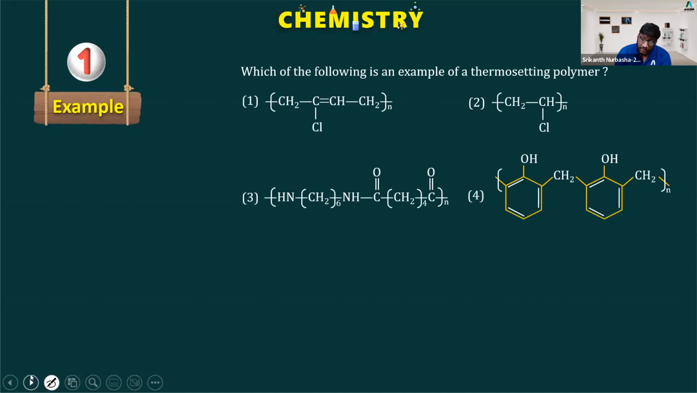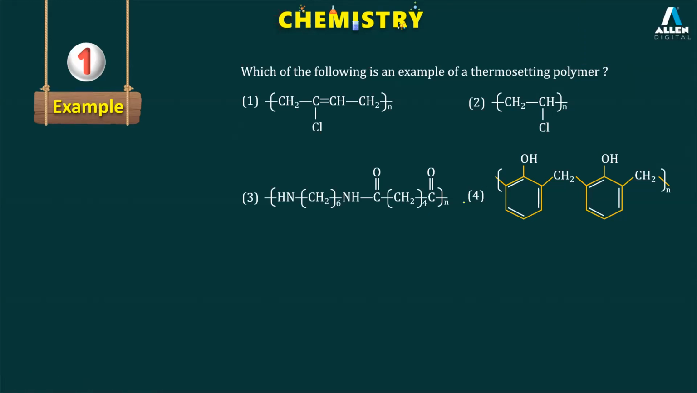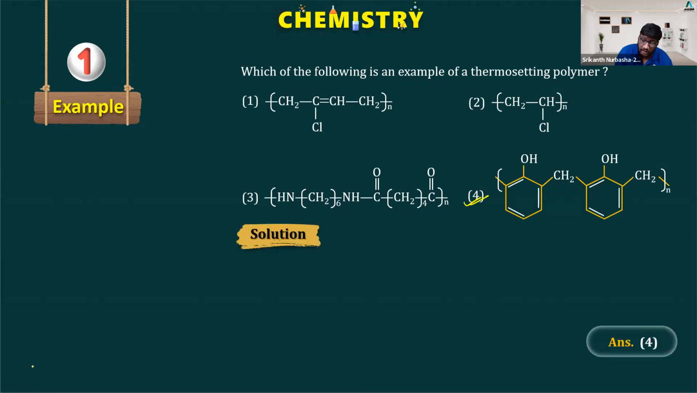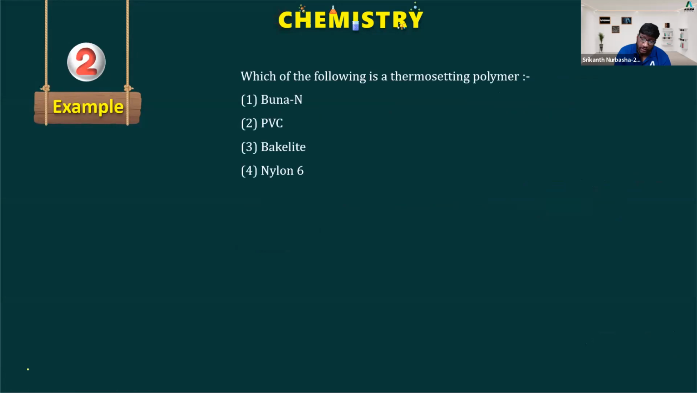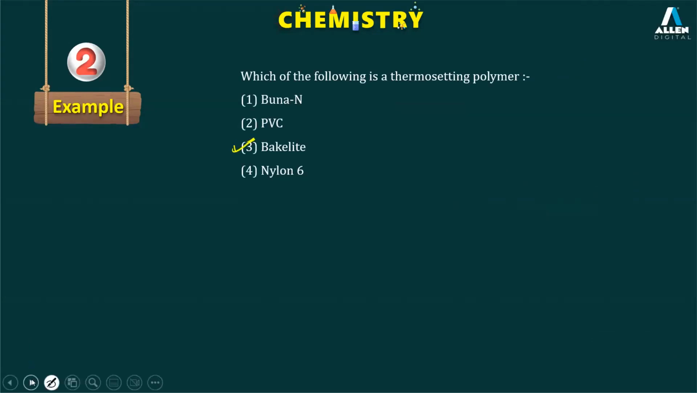Try to solve this example. Which of the following is a thermosetting polymer? Thermosetting means bakelite, urea formaldehyde, melamine formaldehyde. Those all come under this category. Fourth option, right? Because a linear polymer Novolac has been given. Repetition of that will be generating bakelite. Which of the following is a thermosetting? Thermosetting means bakelite. Yes, very good.